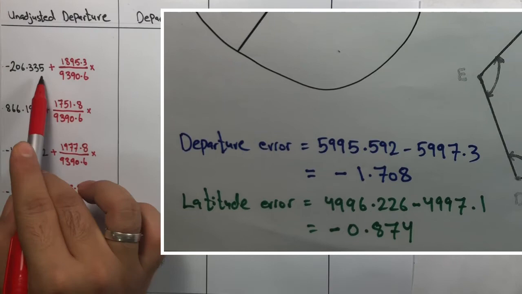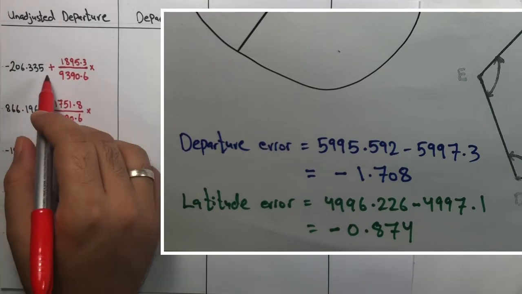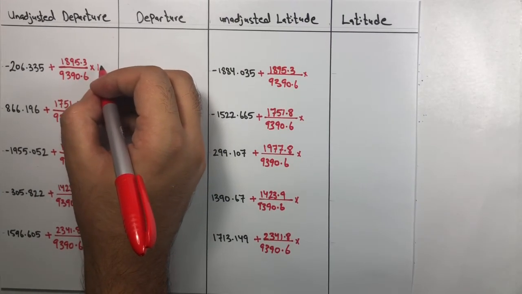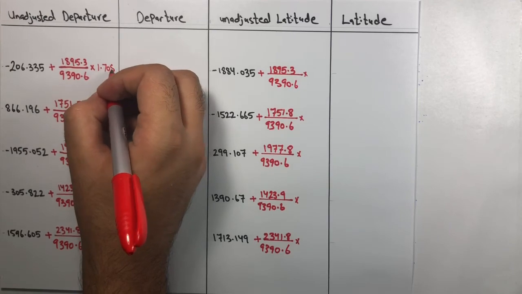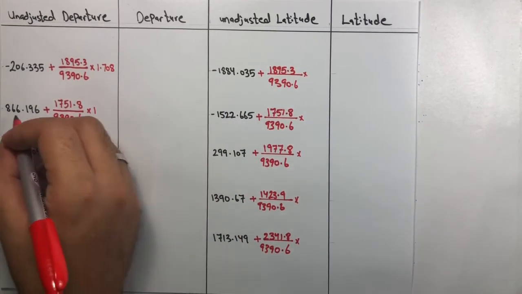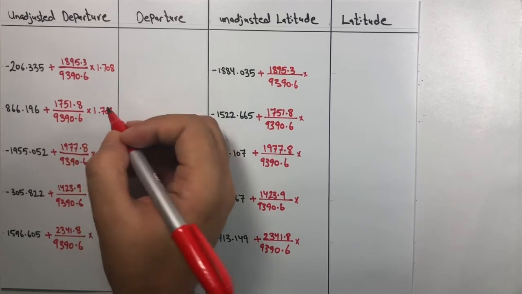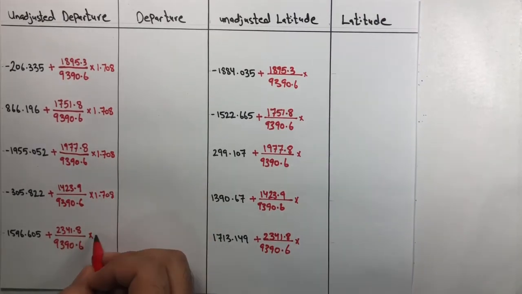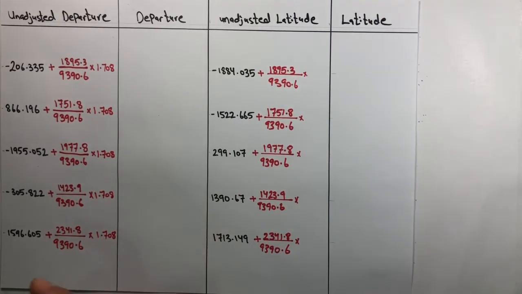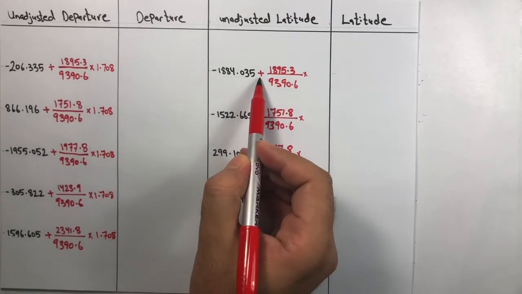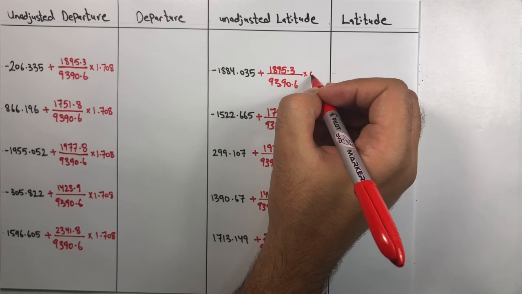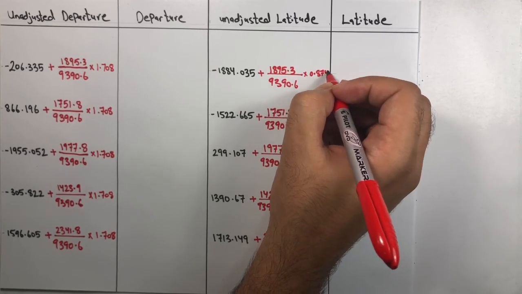If it was positive, we'll keep here negative. So we'll multiply this ratio by the error of departure, which is 1.708. Similarly, this ratio of this line multiplied by the same error of departure, 1.708 and 1.708. For the latitude, it was negative as well, so that's why we kept plus sign here. We will multiply by the latitude error, which was 0.874.